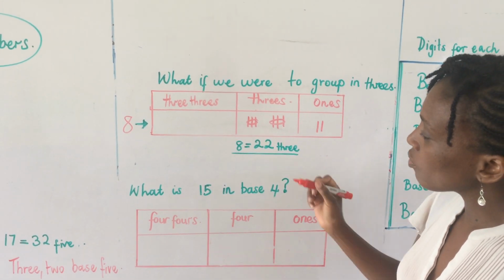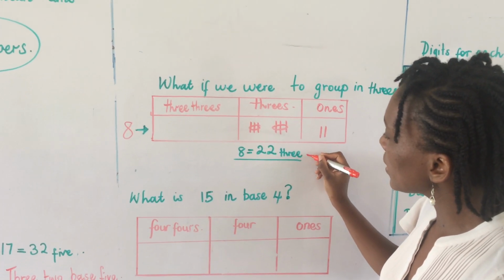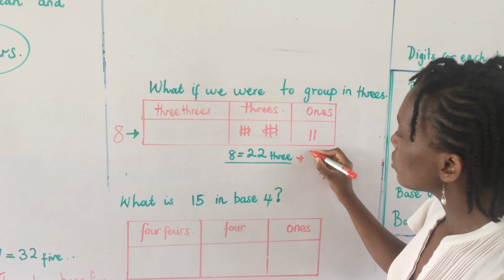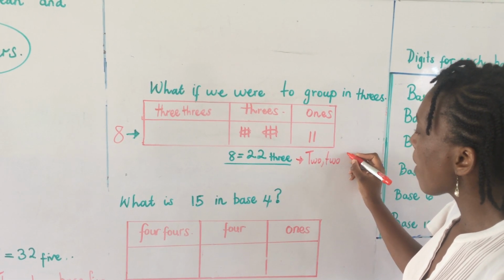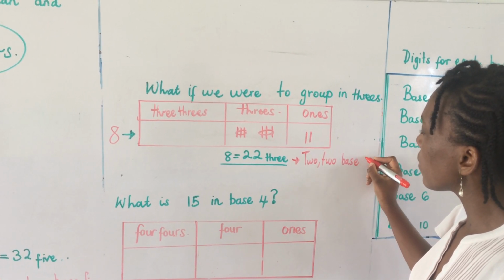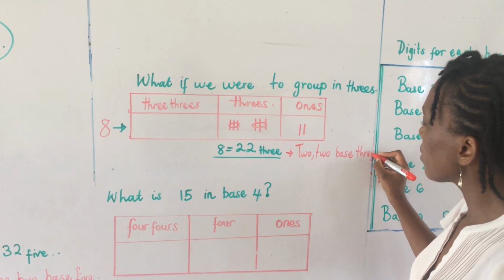And written in words, this is 2, 2, base 3.